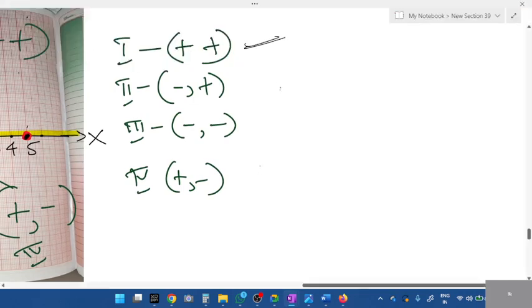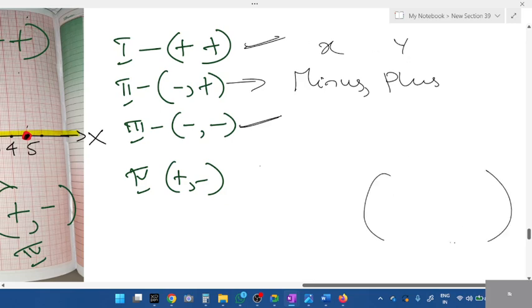First quadrant, both positive. Second quadrant, third quadrant, both negative. In the second quadrant, one is minus, comma, plus, which means x is minus, y is plus. In the bracket, whatever answer we write, the first value is always x, the second is y. Both put together, we call it coordinates.